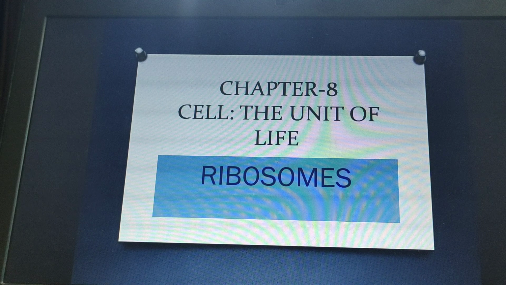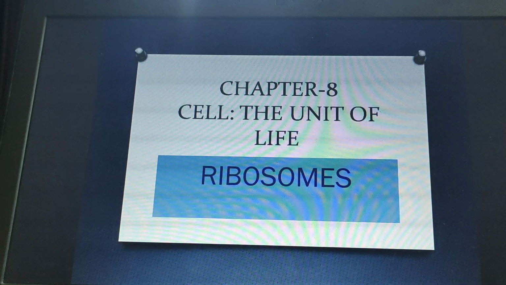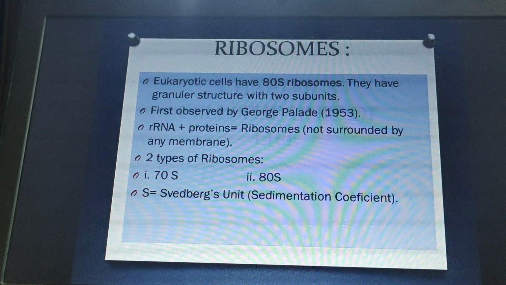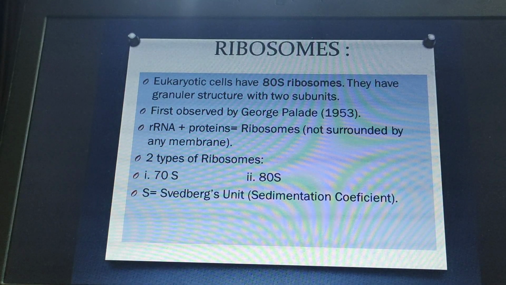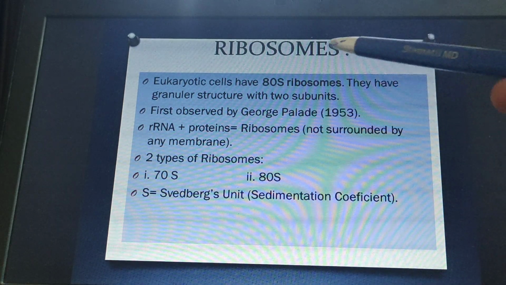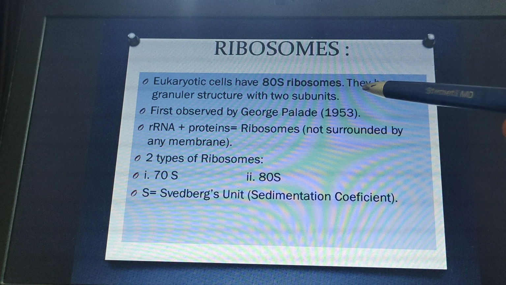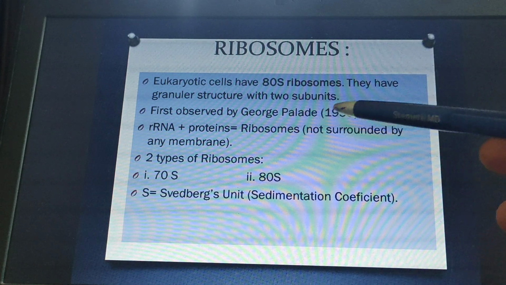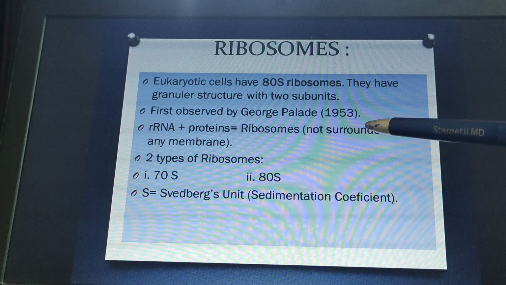We know that ribosomes are the protein factories of the cells, and they are very important because proteins will be synthesized only with the help of these cell organelles. If we talk about the eukaryotes, they have only 80S type of ribosomes, and they have a granular structure with two subunits. These organelles were first observed by George Palade in 1953.